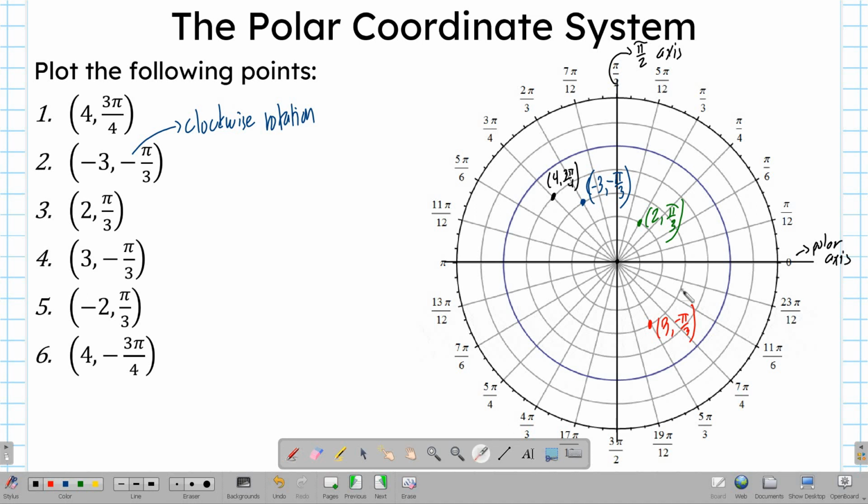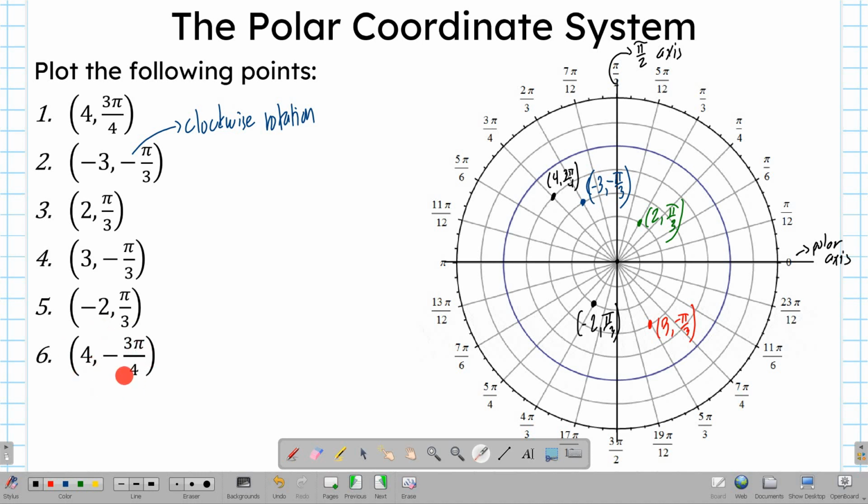For (-2, π/3), we have π/3 here. This is where it is, but the radius is negative 2. Instead of here, which is (2, π/3), we have to go back here: 1, 2. Here we go. So this is where (-2, π/3) is. Again, just to emphasize, if r is positive, the counterclockwise rotation angle is here. If it's negative, we have to go back to the other side.